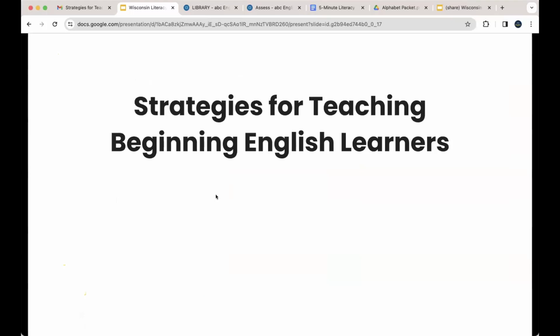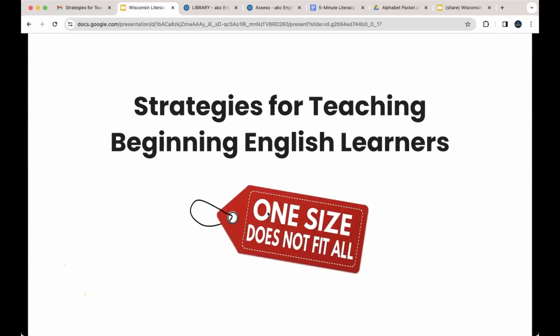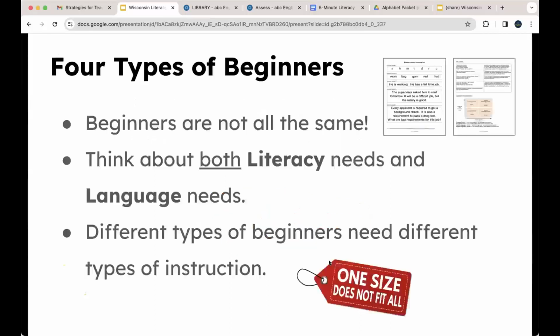So the topic of the presentation is strategies for teaching beginning English learners. And I wanted to start by talking about those different types of beginners, because this is actually quite a challenging topic to address because beginners are so diverse. One size does not fit all with beginners. You've got to really understand that not all beginners are the same. You've got to think about both literacy needs and language needs. And it's important to fit the type of instruction that you are offering with that type of beginner, okay, with their literacy needs and language needs.